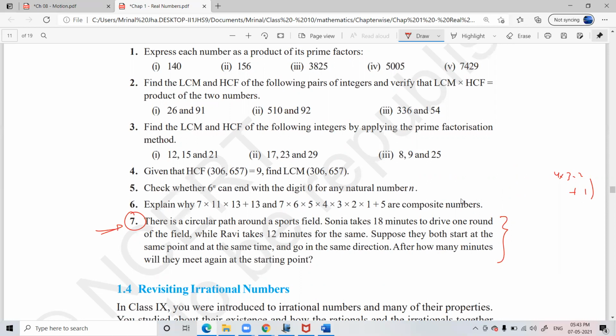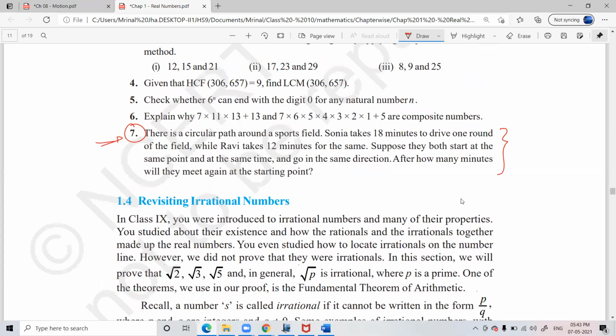Okay, so have you gone through the question, guys? Do you know what needs to be done for this? Find the LCM. Okay. LCM of what? The time taken by Sonia and the time taken by Ravi.